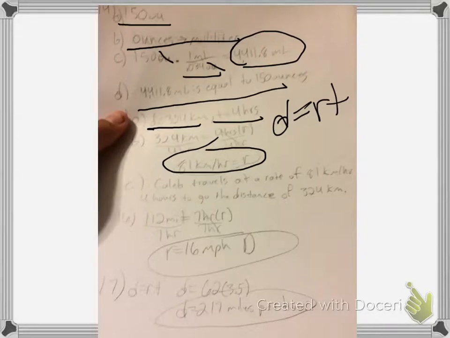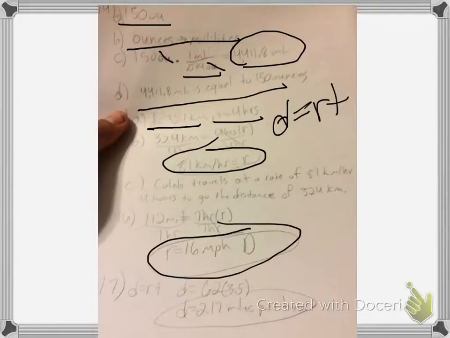So I set it up. I know the distance equals rate times time. So I have my rate and time multiplying there. So I have my one-step equation. I divide by 7 hours, and I get the rate is 16 miles per hour, which is D.